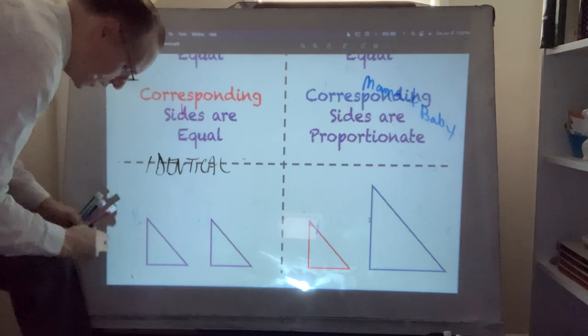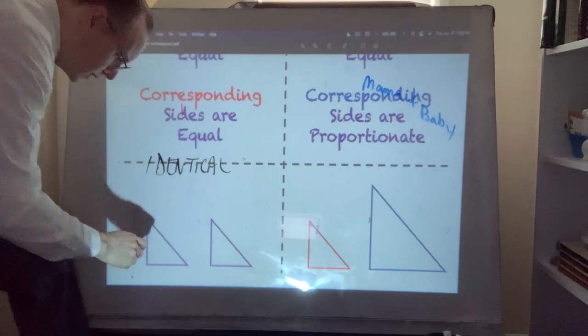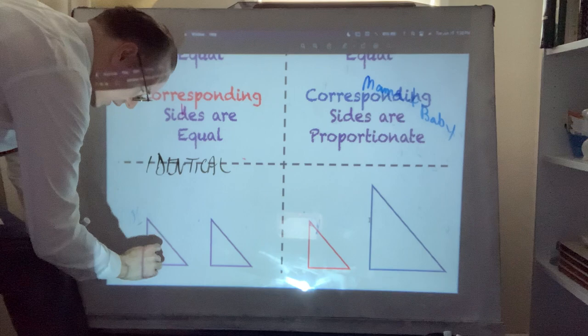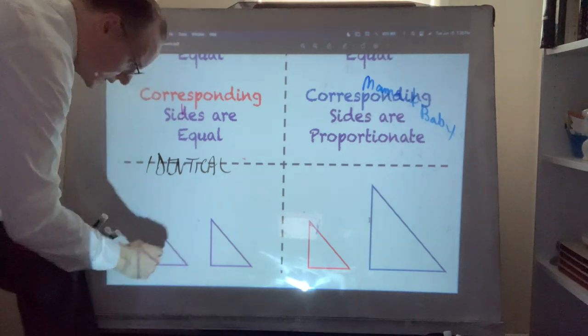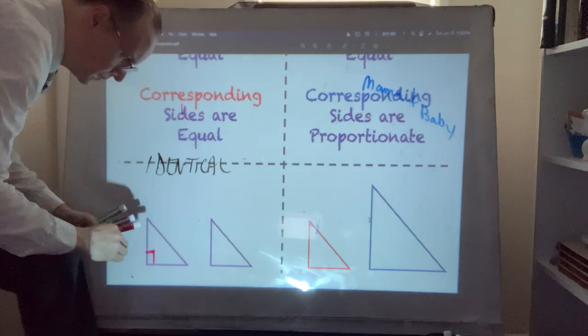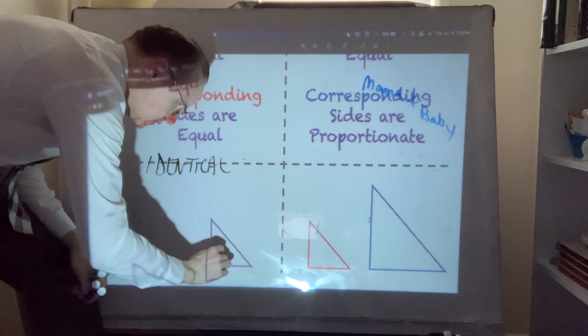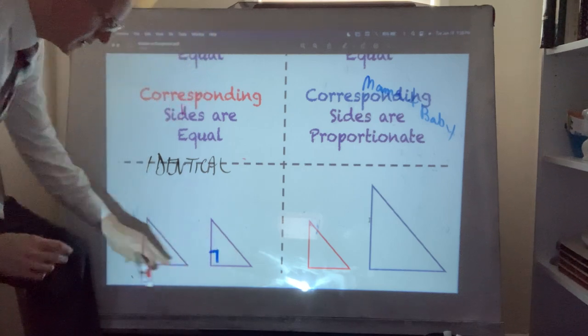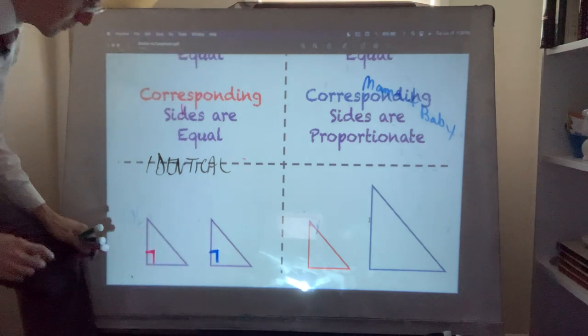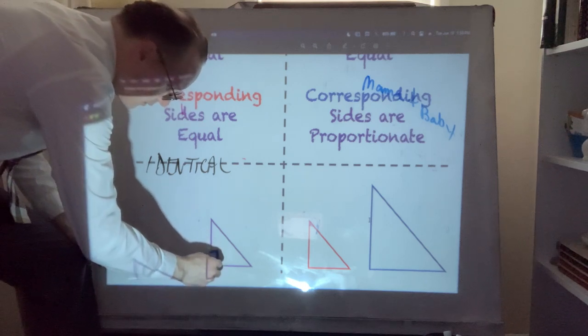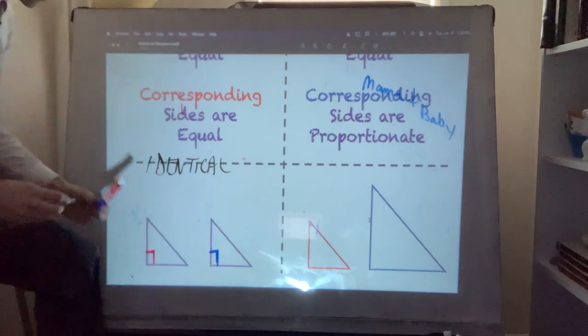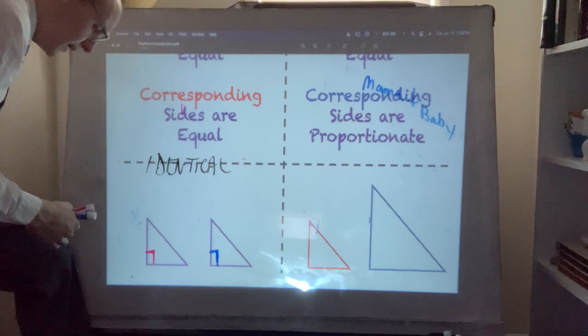First of all, let's do the obvious. Let's say that these are right triangles, so I'm going to put a box here and here to represent a 90 degree angle. And go all the way down. Okay.